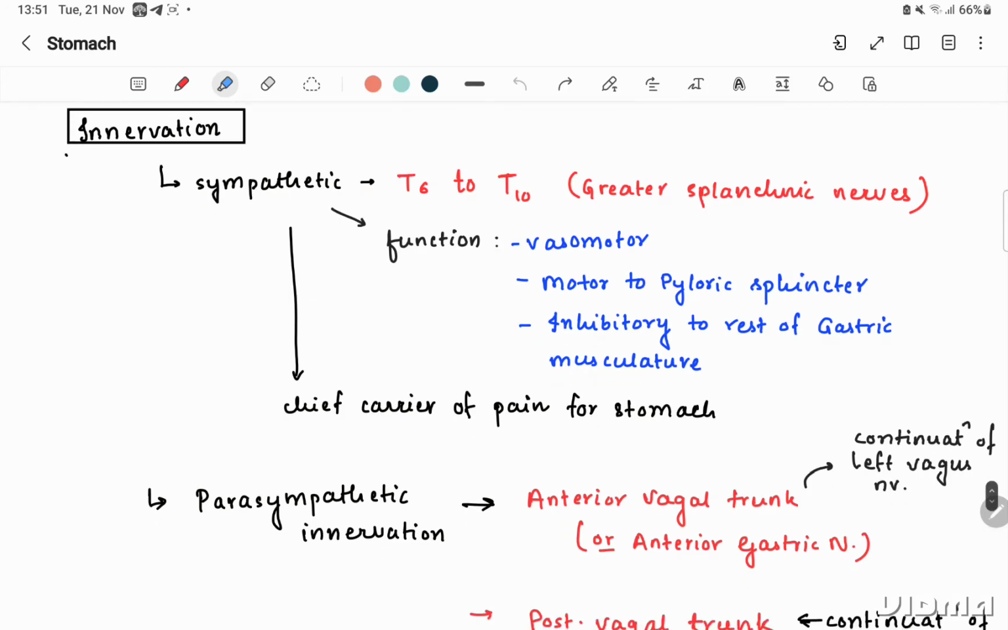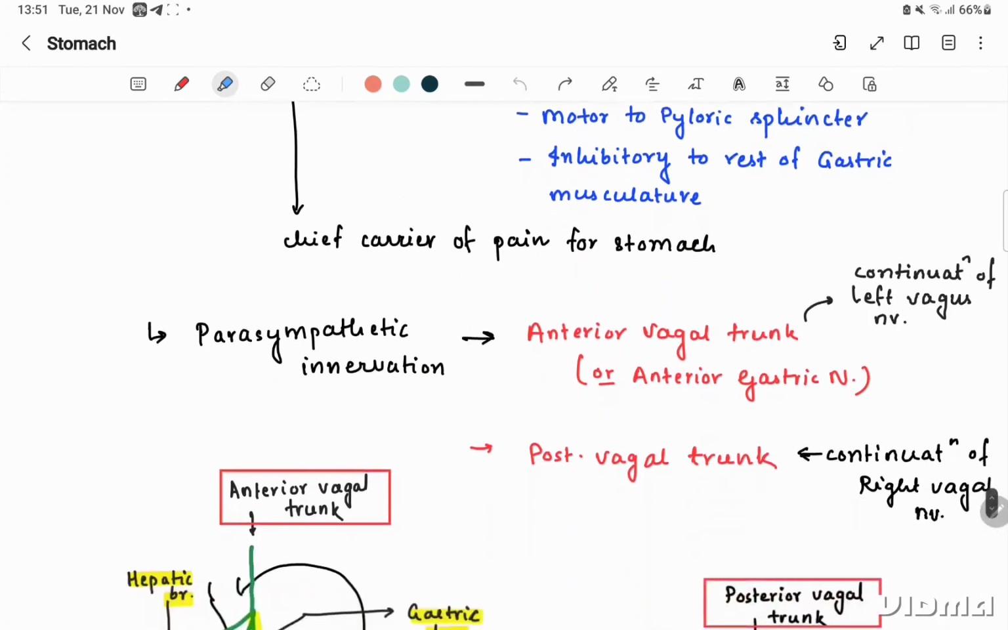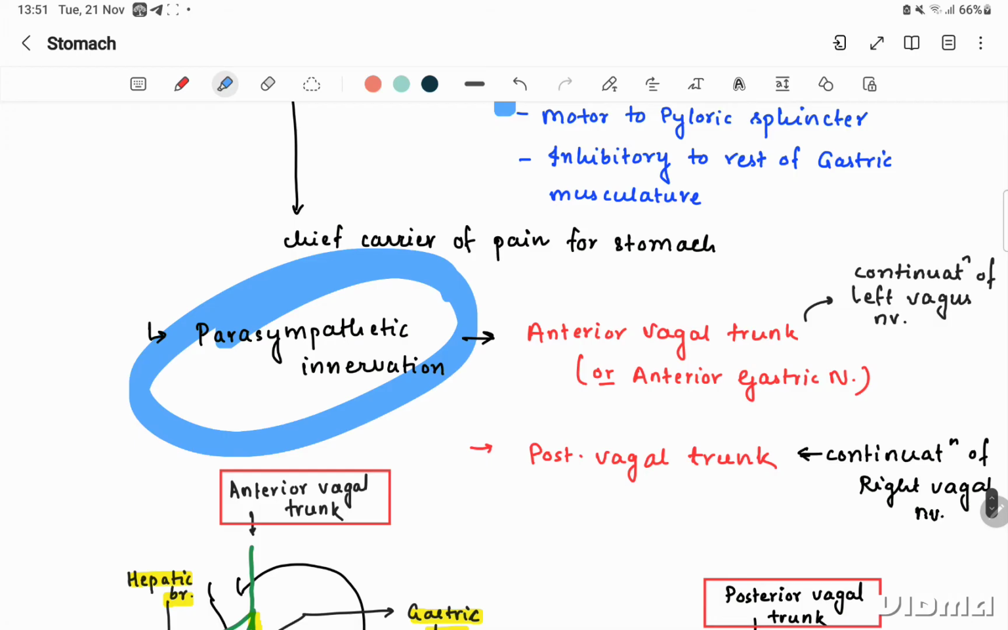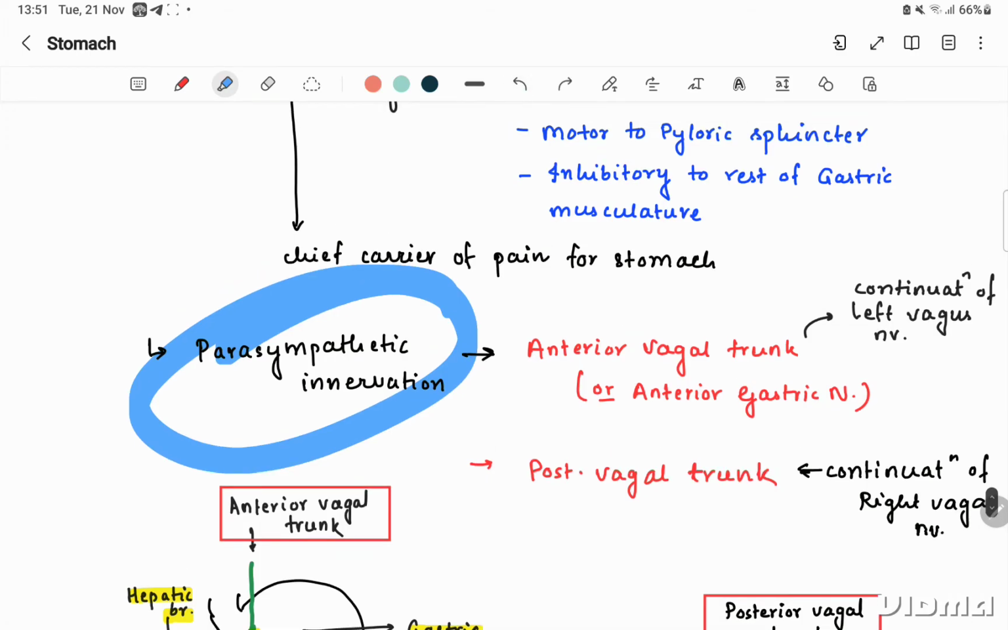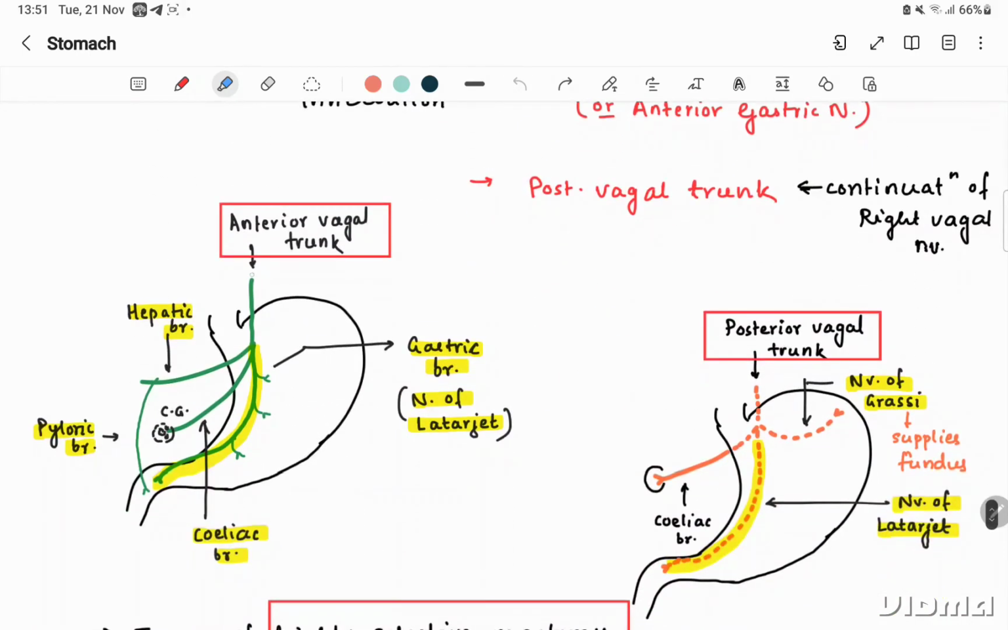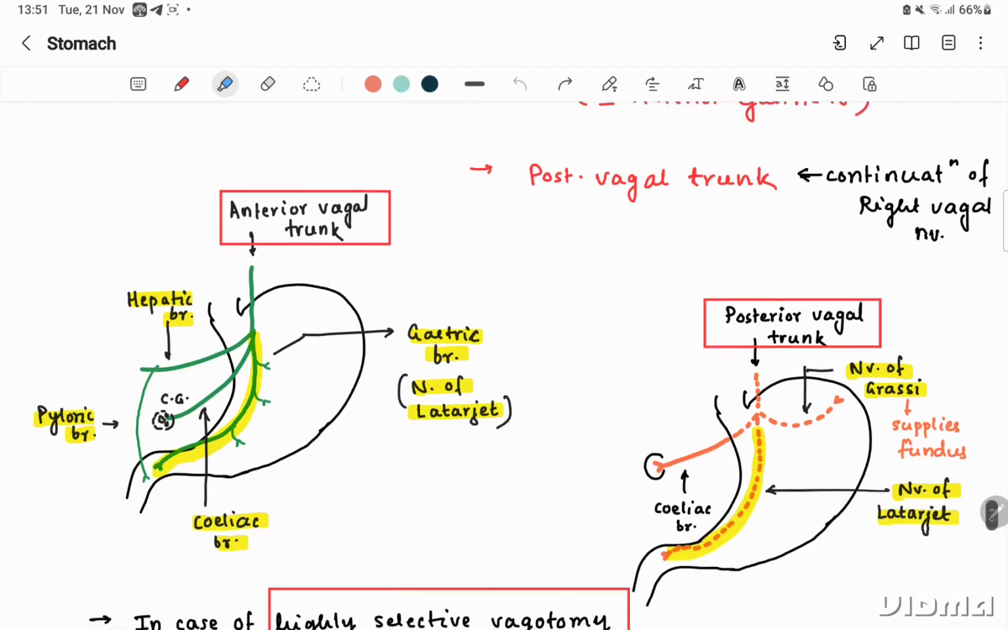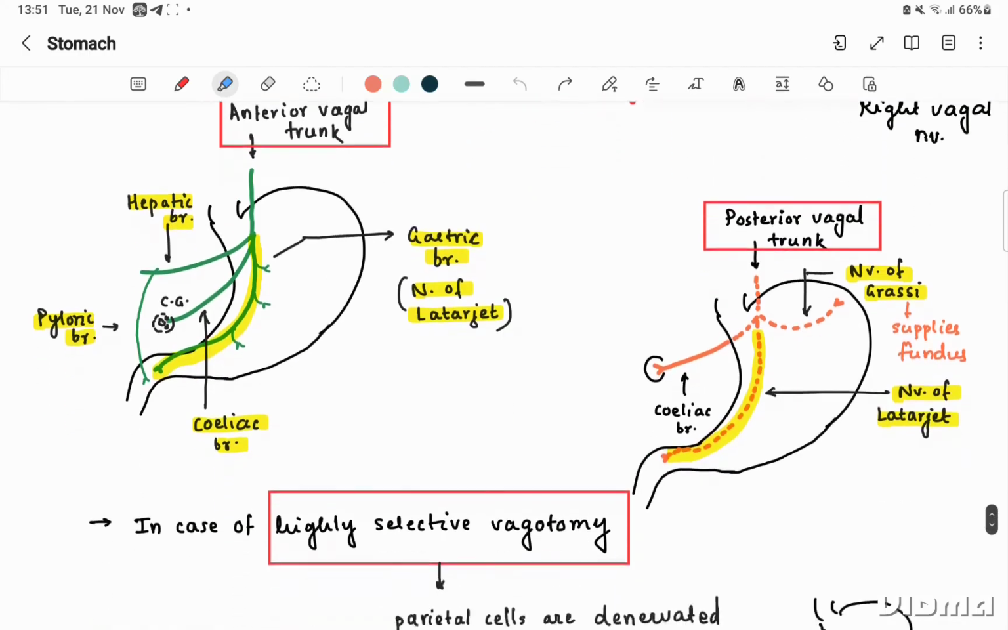So sympathetic generally inhibits gastric motility, and sympathetic supply is the chief carrier of pain for the stomach. For parasympathetic, we have the anterior vagal trunk and the posterior vagal trunk. We'll discuss the vagal trunks. This is the anterior vagal trunk, lying like this. These are nerves only, so don't get confused with the color coding. I have drawn the color coding just to show you.